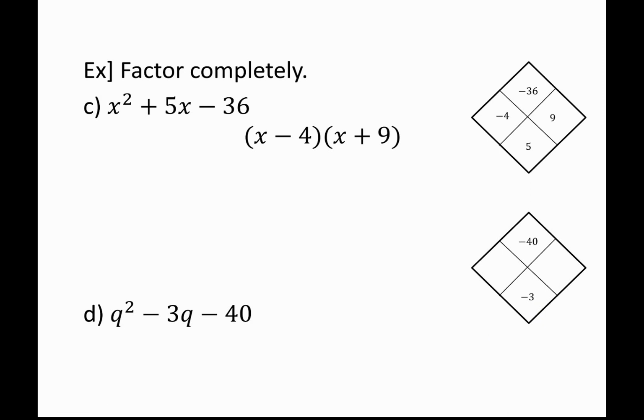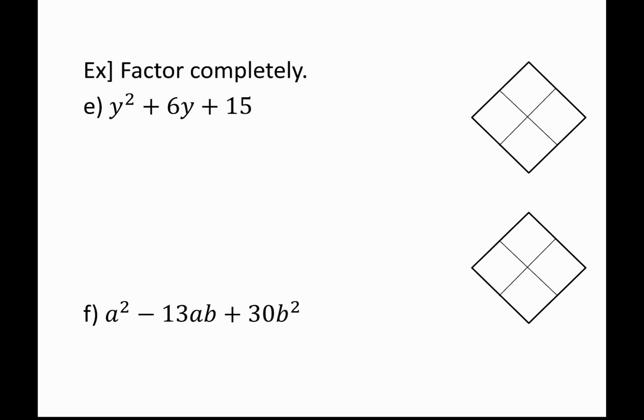So let's think. 40, huh? That's 2 and 20. No, that doesn't have a difference of 3. There's 8 and 5. Oh, 8 and 5, I think will do it. They have a difference of 3, don't they? So let the 8 be negative, the 5 be positive, and then write the factored form straight away. Great. Moving on. Oh, lots of examples here, guys.